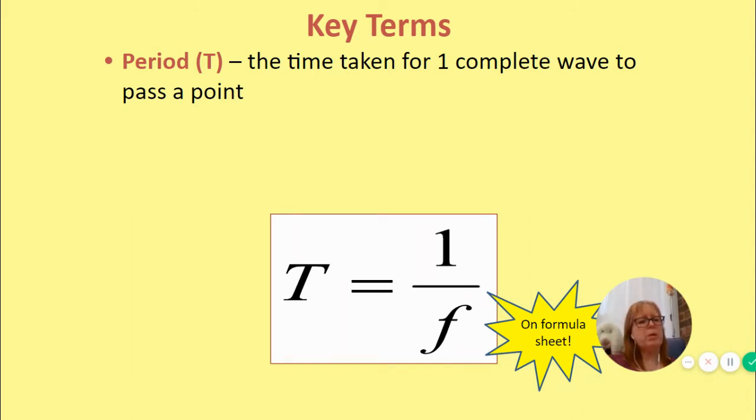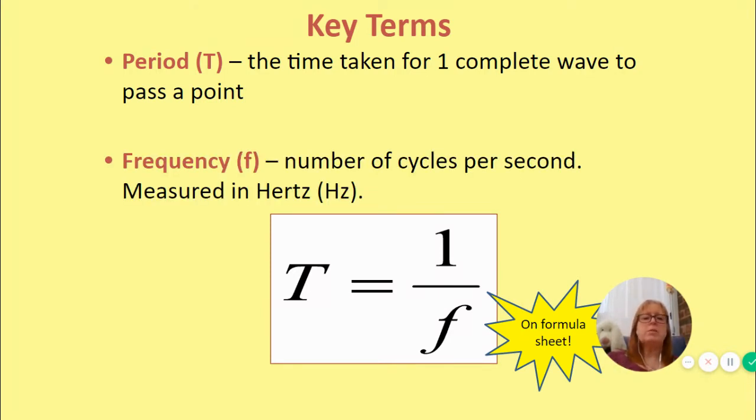Sometimes it's called the periodic time, but it's called the period. That's the time it takes for a complete wave to go past you. So if you want to know how many waves you therefore get in a second, what you're looking at then is the frequency. So frequency is the number of cycles, the number of waves per second.